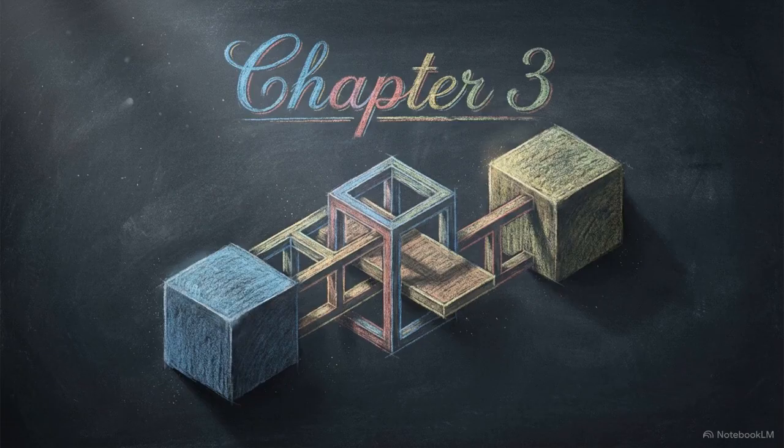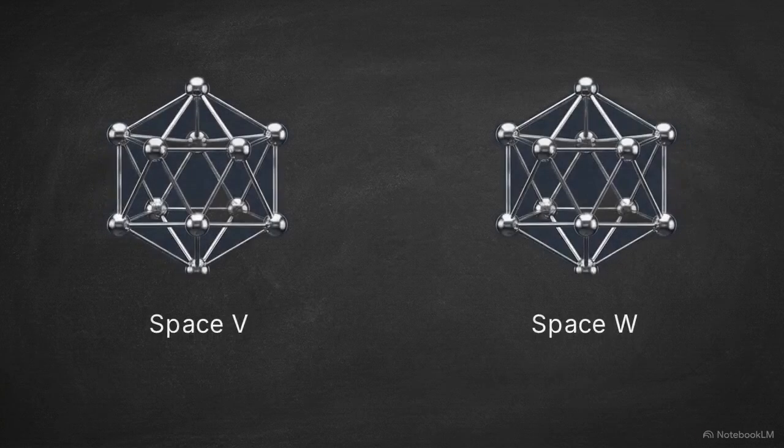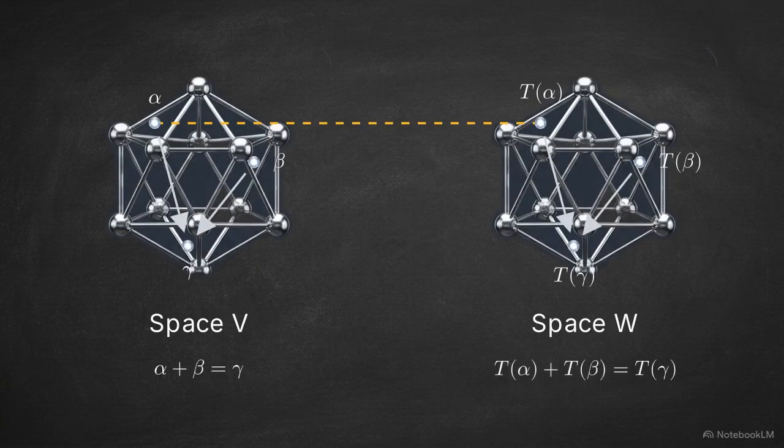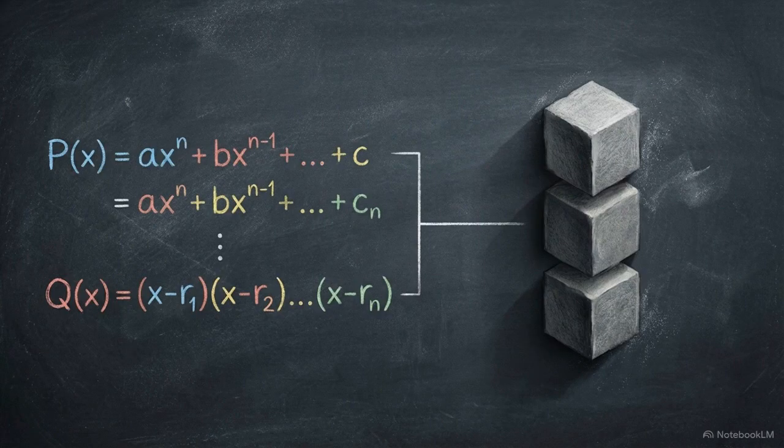In Chapter 3, they formalize a concept known as isomorphism. In mathematics, an isomorphism is a translation mechanism. It maps every single element and operation from one space into another, preserving the mathematical structure without losing any information. If an isomorphism exists between two seemingly different spaces, any mathematical truth discovered in the first space is guaranteed to hold true in the second.